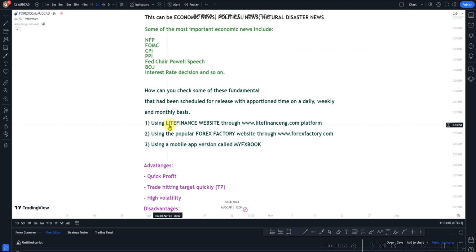The first one will be the Life Finance website, which is advisably the best to use. Then the Forex Factory website. Those are the two that I'll check. Then the my FX book, you can look for that on your Play Store or App Store for download, or any other related app that performs the same function.